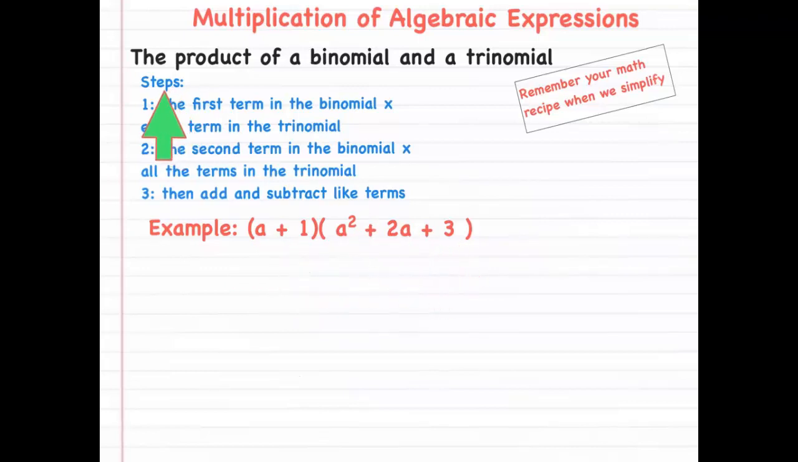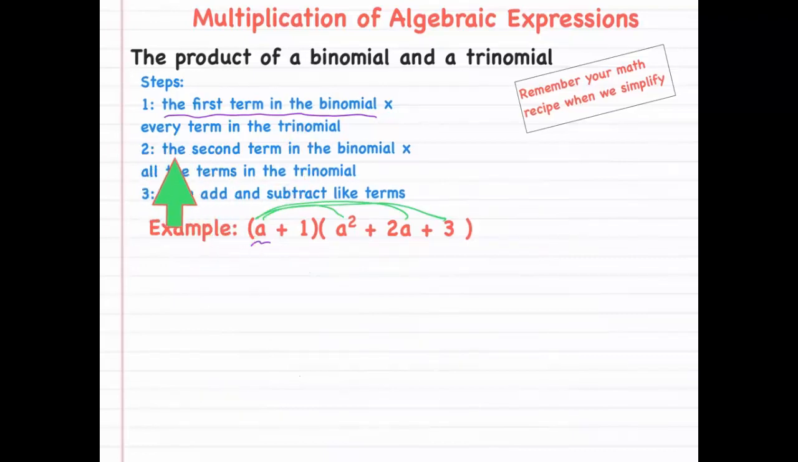Now here are the steps. They are quite easy. You are going to take the first term in the binomial, so this one, and I'll quickly underline that in purple for you. So the first term in the binomial, which will be this a, so I'm going to underline that in purple, and you are going to multiply it with every term in the trinomial. So a times that, times that, times that. Okay, so let me show you. So you're going to take this one and multiply it with that term, and with that term. That's what step one tells us to do.